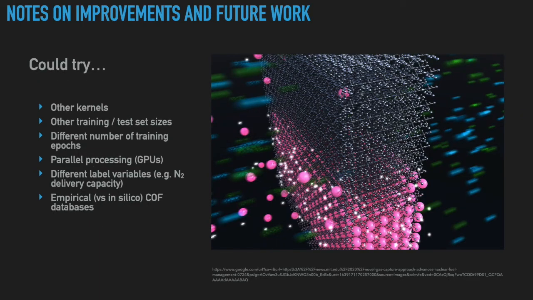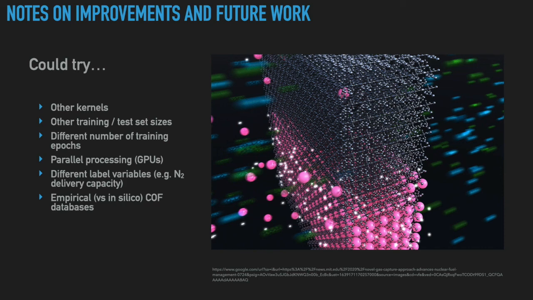So finally, here are just some suggestions for things that we could improve going beyond what we did for this project. So one thing we could do is try different kernels for the GPR. We could also look at different training and test set sizes, specifically independently delineating what is the effect of changing the training set size versus what is the effect of changing the test set size. We can look at different numbers of training epochs. We can perhaps implement parallel processing if necessary.